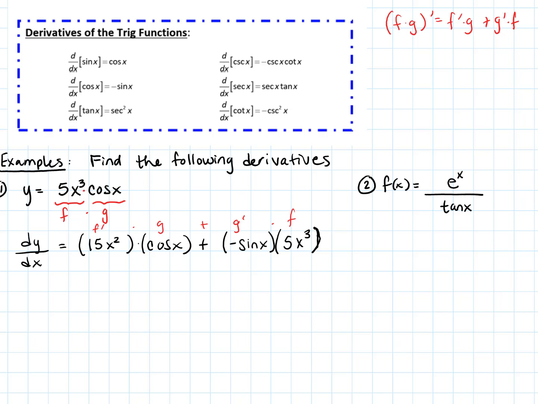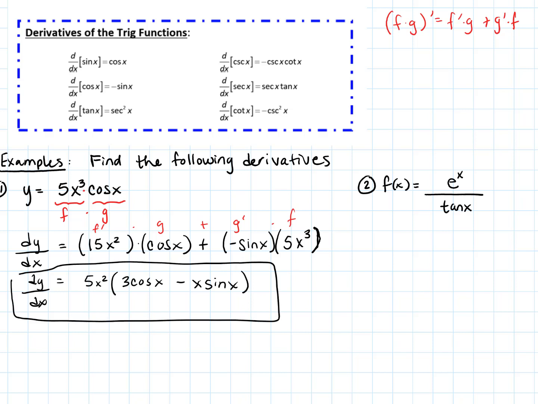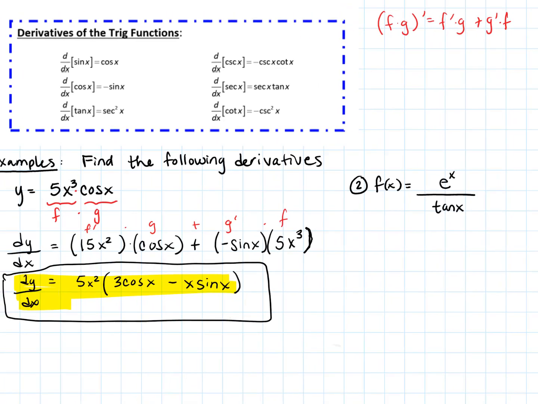Now all I'm going to do here is simplify just a little bit, not much to do really. I do see that I could pull out a 5x squared, and maybe that makes things a little bit nicer. Doing that, I end up with 3 cosine of x minus x sine of x, which at least gives it to us in factored form. And there's my answer, a nice simplified derivative of y. There we go.